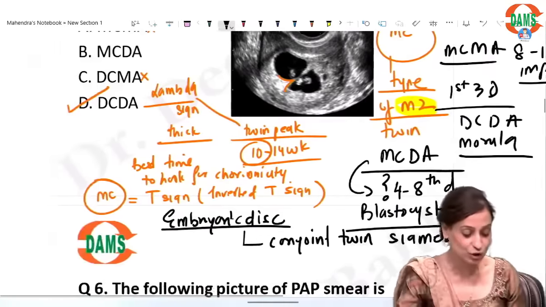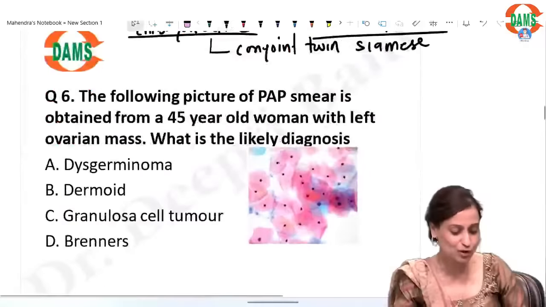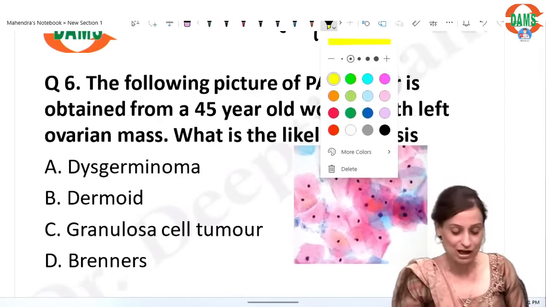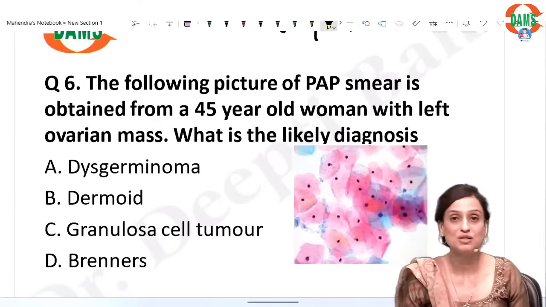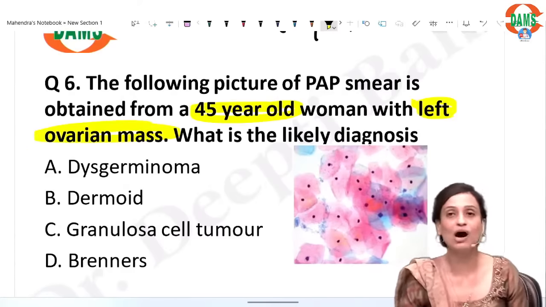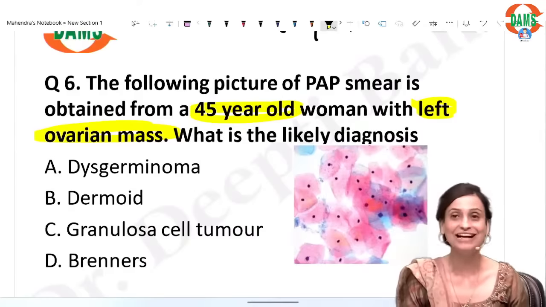Okay, perfect. So good going, everyone. Let's move on to the next question. So let me see if you can come at an answer for this one now. The following picture of pap smear is obtained from a 45-year-old woman with a left ovarian mass. What is the likely diagnosis?